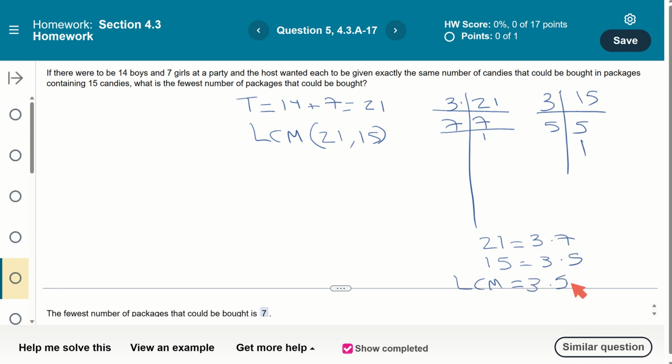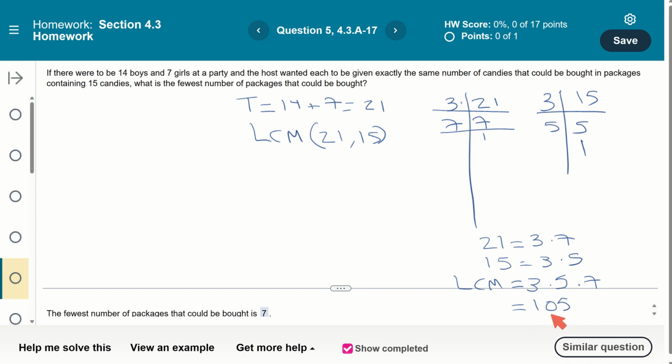So 3 times 5 times 7. Now, that's 15 times 7, which is 10 times 7, which is 70, and 5 times 7, which is 35, so 105. See, as you get better at these, you can do this in your head. So basically, we need 105 candies if they're going to be shared among them.